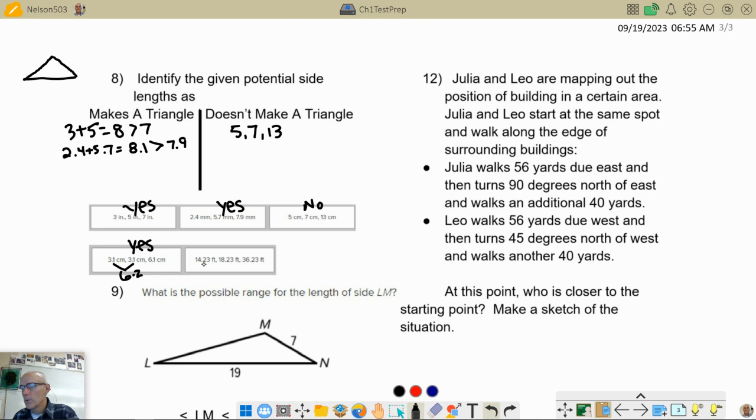14.23, 18.23. Ooh, this one might be a little bit more difficult. If we add these two together, we're going to get like 32.46. Definitely less than this guy. So this is a no. Two shorter sides have to add to be greater than the third side.